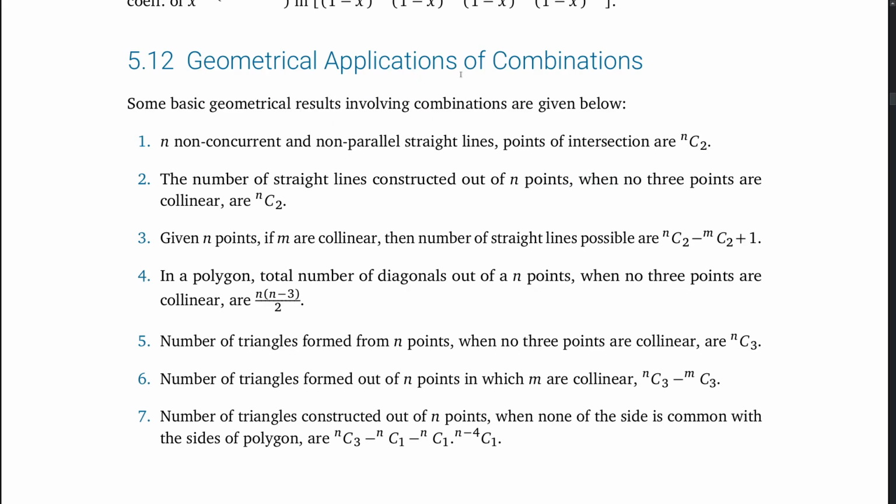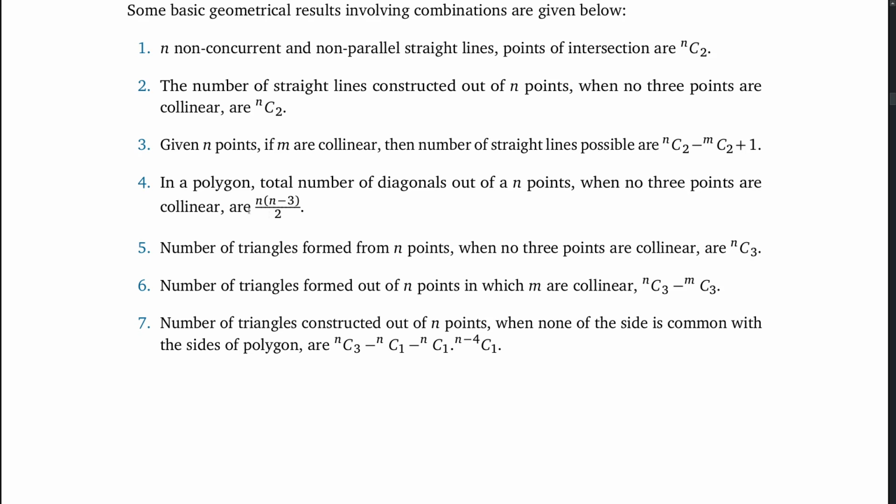Now some geometric applications of combinations are given here, which if you want, you can go ahead and prove. If n non-concurrent and non-parallel straight lines are there, then the points of intersection are nC2. The number of straight lines constructed out of n points when no 3 points are collinear is nC2. Given n points, if m are collinear, the number of straight lines possible is nC2 - mC2 + 1. In a polygon, the number of diagonals out of n points when no 3 points are collinear is n(n - 3)/2.